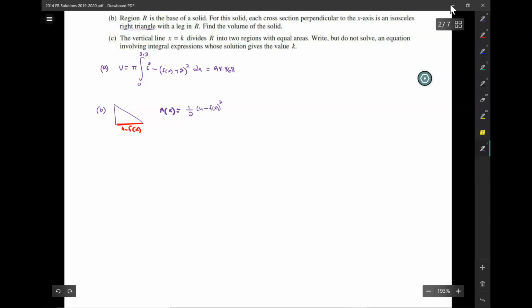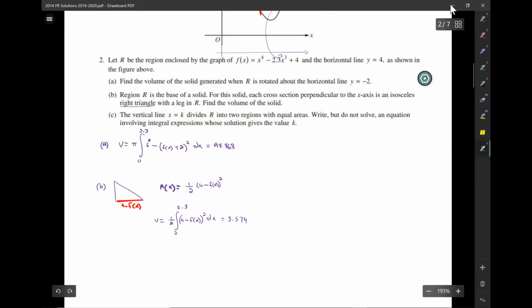Yes. So the area is half times base times height, which means the volume is going to go again from 0 to 2.3, and it's going to be the area times dx. I could just pull out the 1/2 here, or you don't have to, it's up to you, and it's going to be 4 minus f of x squared dx. That's how you plug it in your calculator, and it gives you 3.574. You know that it's nothing involving the horizontal line anymore. It doesn't say that it is. And plus, if it's an area with cross sections, then you're not revolving.